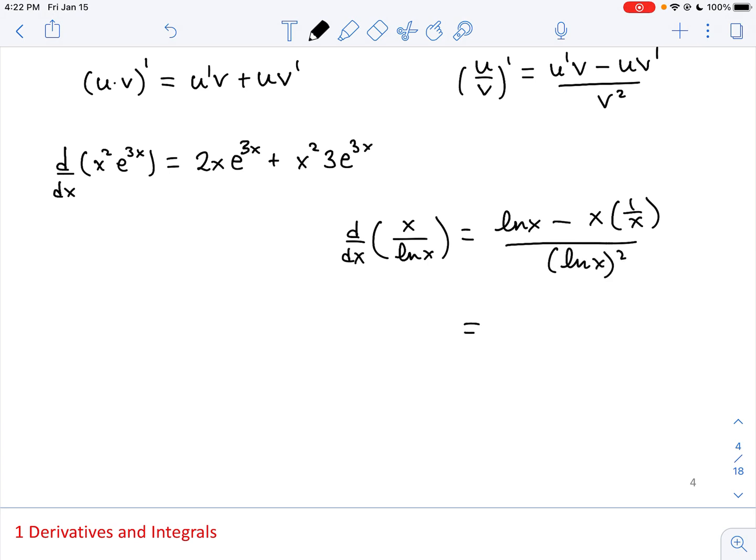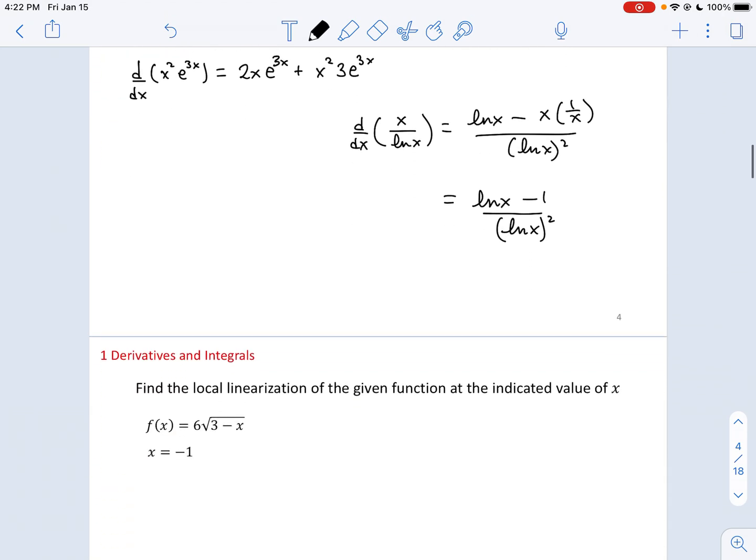And of course, this simplifies to just natural log of x minus 1, all over natural log of x squared. Be careful not to simplify further. Some people are tempted to cancel some of these natural logs, but you can't do that because you have subtraction up top. So that's really a good spot to leave our answer right there, applying the quotient rule.